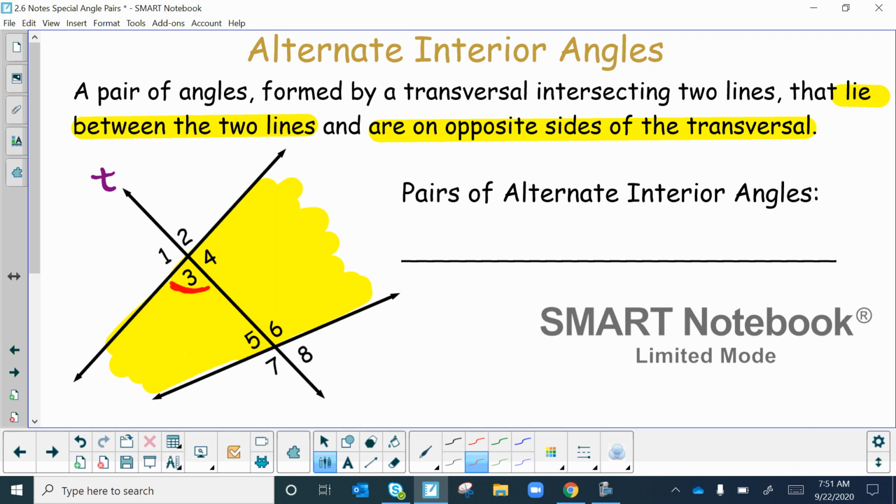So here's 3. 3 is going to be alternate interior with 6. Okay, so angle 3 and angle 6 are a pair of alternate interior angles. And then the other pair would be 4 and 5. Okay, so angle 4 and angle 5. So be able to identify alternate interior angles given any type of picture.